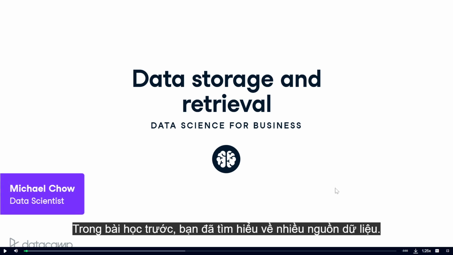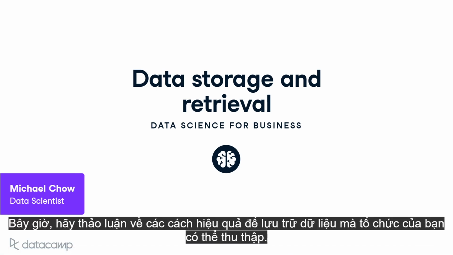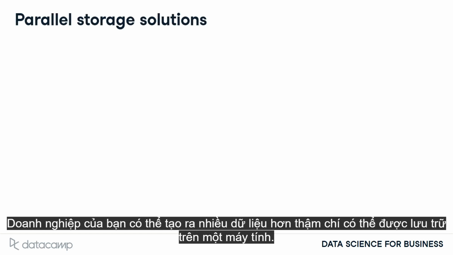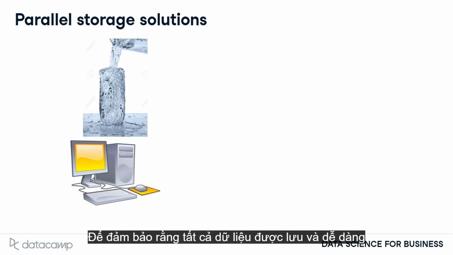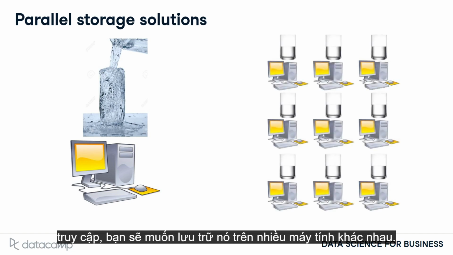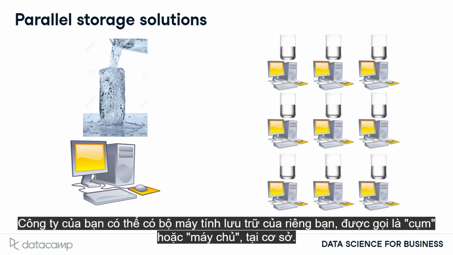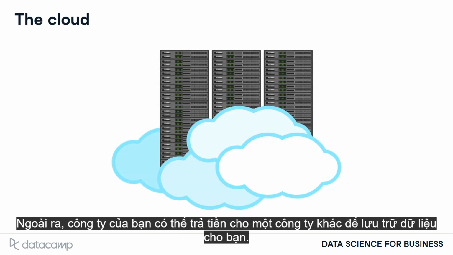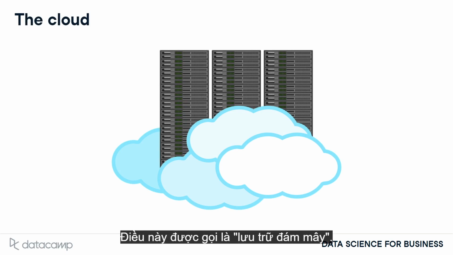In the previous lesson, you learned about many sources of data. Now, let's discuss efficient ways of storing the data that your organization might collect. Your business probably generates far more data than could even be stored on a single computer. In order to make sure that all data is saved and easy to access, you'll want to store it across many different computers. Your company might have your own set of storage computers, called a cluster or a server, on premises. Alternatively, your company might pay another company to store data for you. This is referred to as cloud storage.